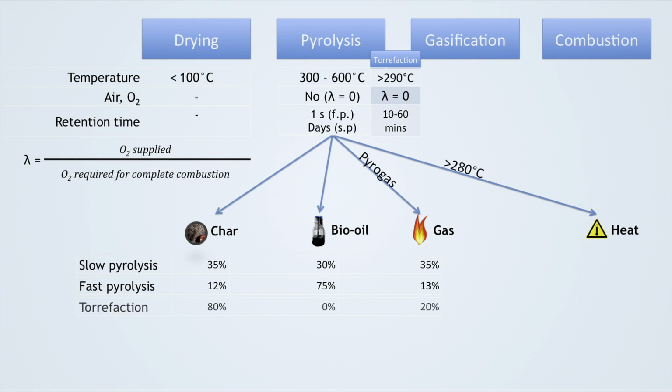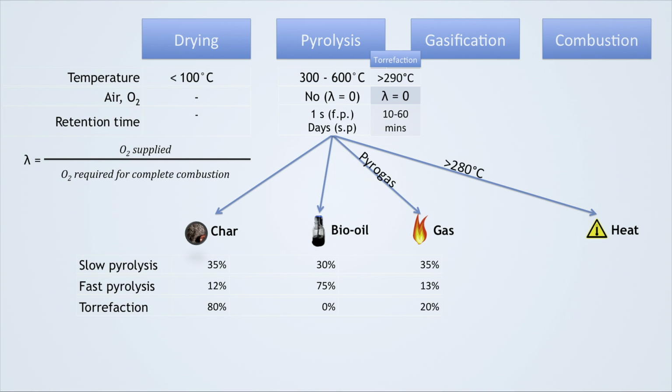Torrefaction is a form of mild pyrolysis which occurs at 290 degrees Celsius and lasts for 10 to 60 minutes. 80% of the input is turned into a solid product of higher homogeneity and increased energy density compared to the input material. The rest becomes gas. Let's move forward. Gasification is our next process on the list.